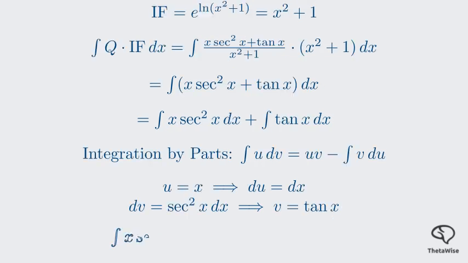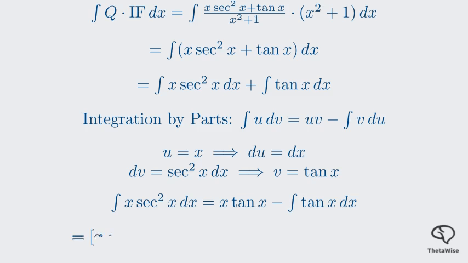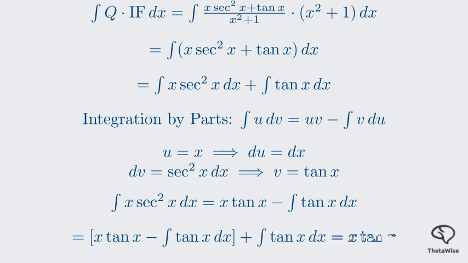Applying the formula, we get x tangent x minus the integral of tangent x dx. See that? The integral of tangent x has just appeared, which is convenient. Now, let's substitute this back into our main calculation. We have x tangent x minus the integral of tangent x dx plus the integral of tangent x dx. The two tangent integrals cancel each other out. This leaves us with just x tangent x. So, step 3 simplifies beautifully.